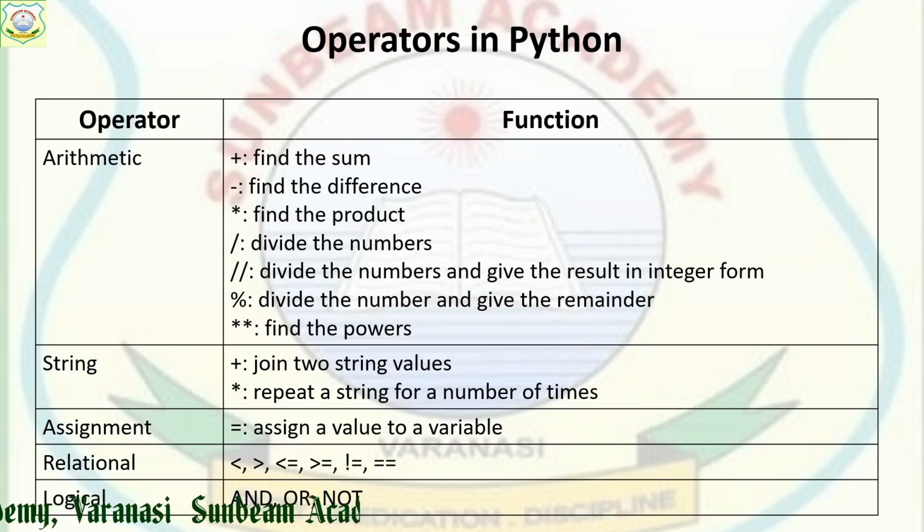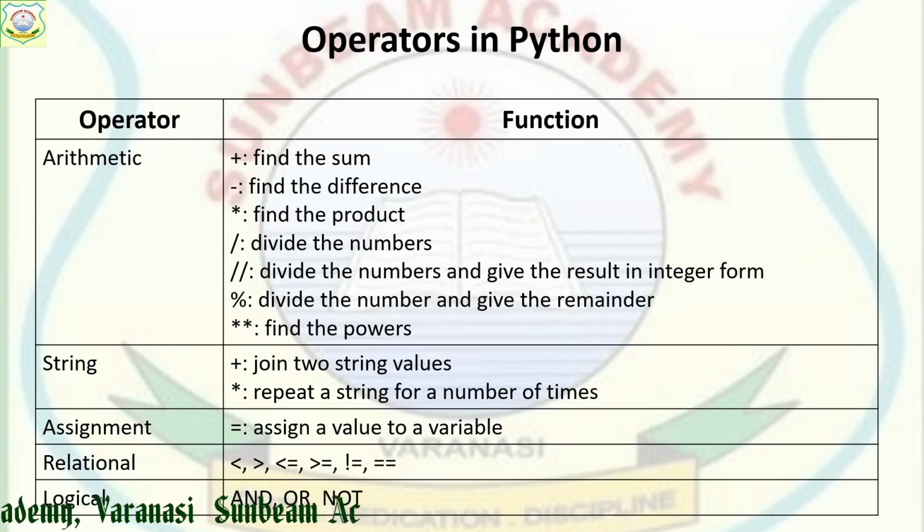First one is arithmetic operators. Arithmetic operators are meant for arithmetical operations, which means any mathematical calculation can be done with the help of arithmetic operators. The first is plus. Plus is used to find the sum of the variables. Minus finds the difference between the variables. Multiply finds the product of the numbers as well as the product of the variables.